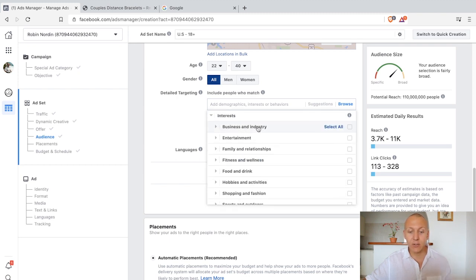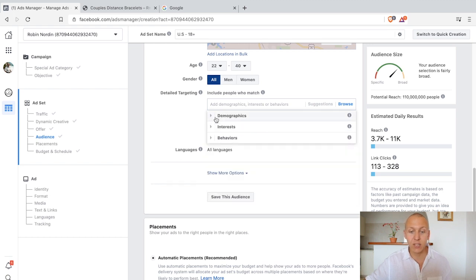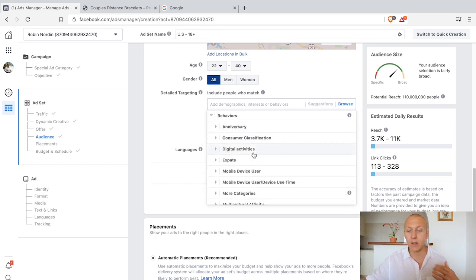Similarly, we can do it with interests. We can choose any sort of interest and even go into family and relationships, and we can go into behaviors as well. Are they digital activities? Are they expats? Are they mobile users? Are they celebrating some type of anniversary, etc.?